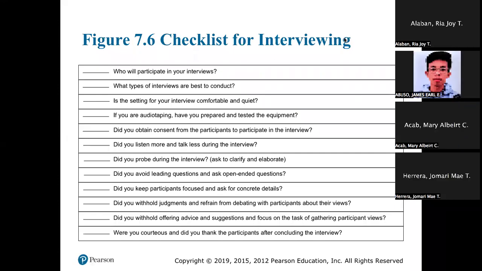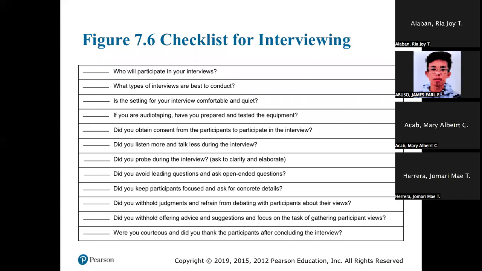Eight, did you avoid leading questions and ask open-ended questions? Nine, did you keep participants focused and ask for concrete details? Ten, did you withhold judgments and refrain from debating with participants about their views? Eleven, did you withhold offering advice and suggestions and focus on the task of gathering participant views? Twelve, were you courteous and did you thank the participants after concluding the interview?